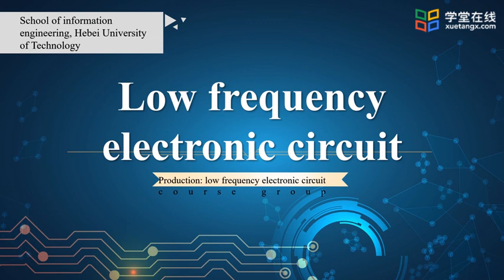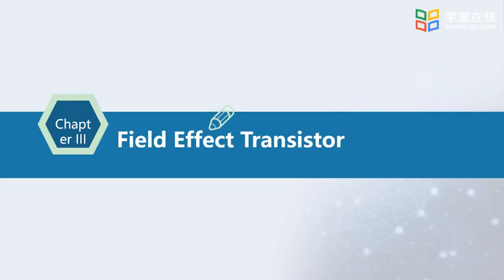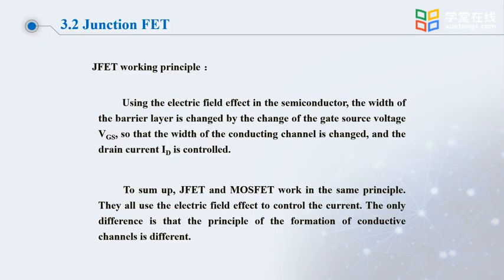Hello everyone. In this lesson, we will learn Low-Frequency Electronic Circuit, Chapter 3, Field Effect Transistors. 3.2 Junction FET. The junction FET is a different kind of field effect transistor from the MOS type, with a different structure. Let's look at the junction FET and its working principle.